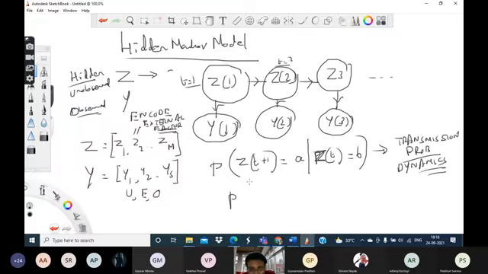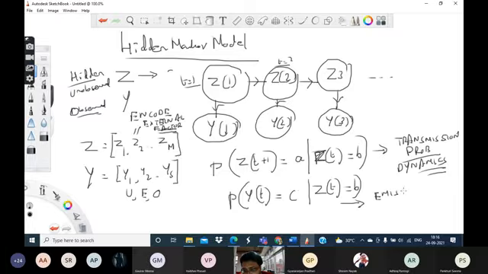And then there are the observational probabilities. That is, given that at a particular time a person's latent or unobserved state is B, what is the probability that the person's observable state is, let us say, C? So these are the kinds of things which we try to predict. These are what are known as the emission probabilities.